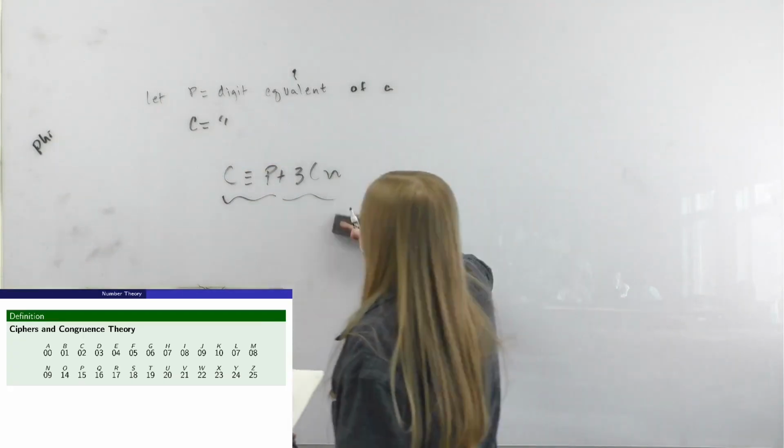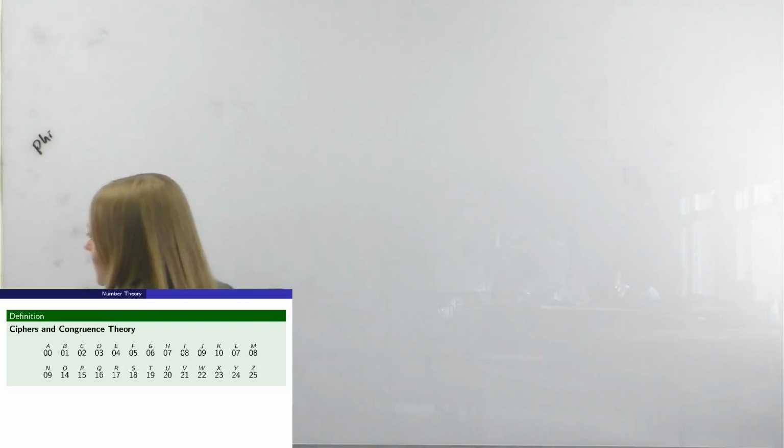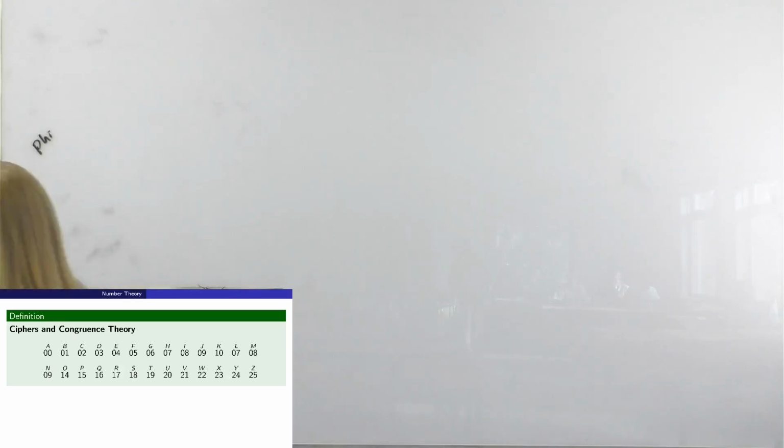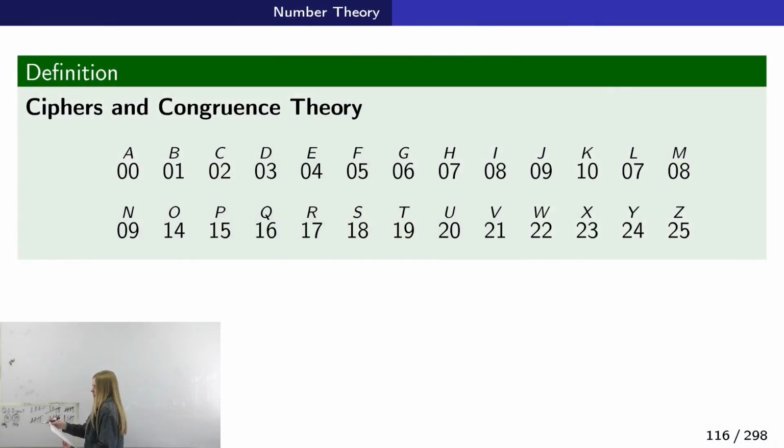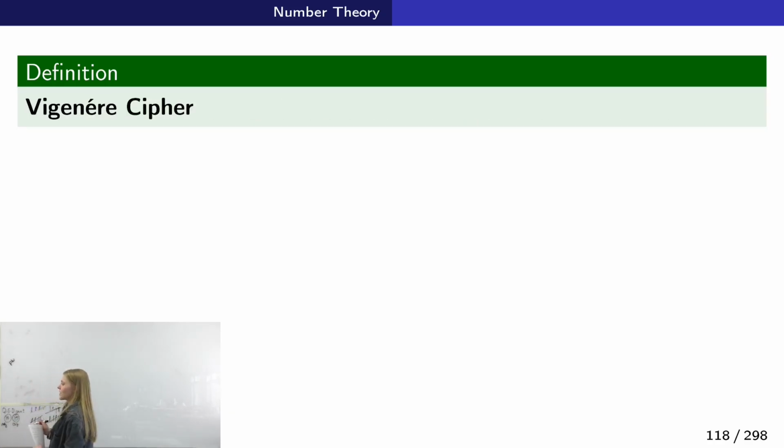So we can move on to a more complicated cryptography situation. We can use a polyalphabetic cipher to make things more complicated, so it's harder to decrypt. Basically, it allows a plaintext letter to have more than one ciphertext equivalent. So if we go to the next one, we have this type of cipher, a polyalphabetic cipher.